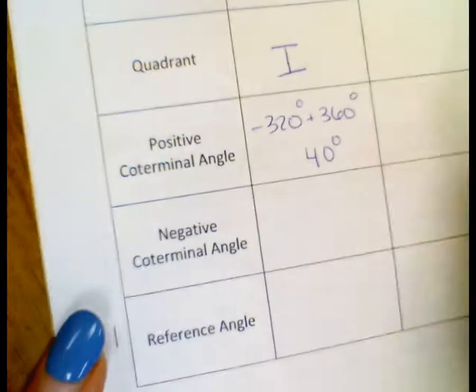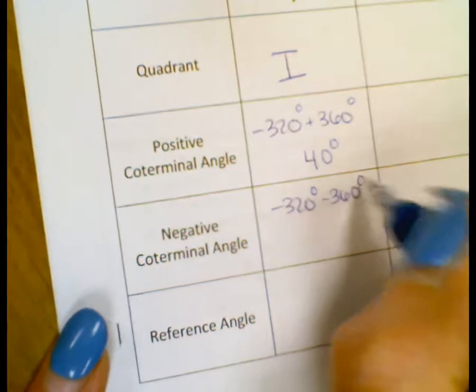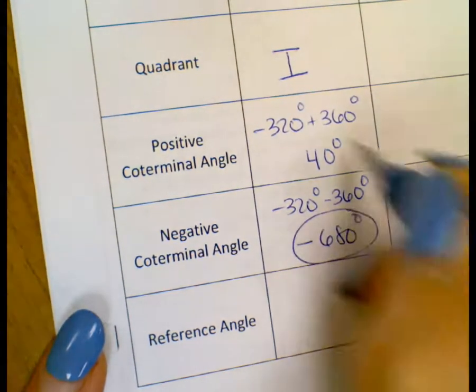Negative coterminal angle: subtract 360, for negative 680.